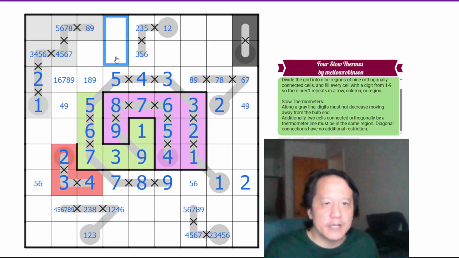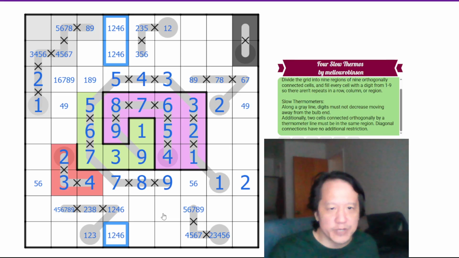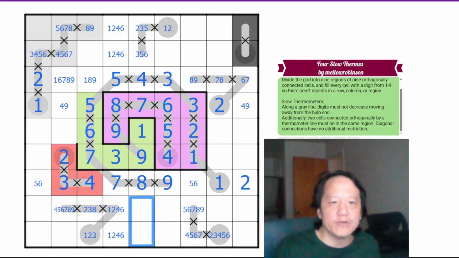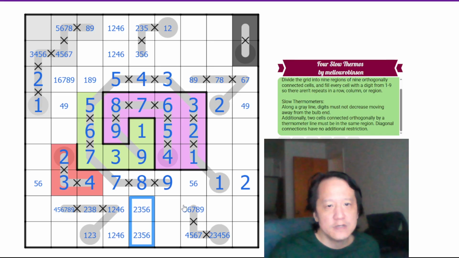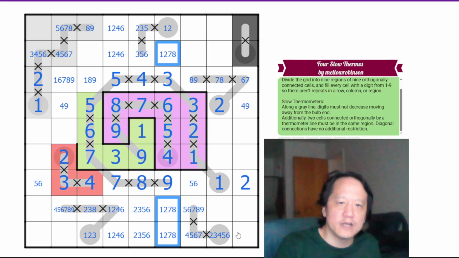Okay, remaining digits of column 4. We have 1, 2, 4, 6. Remaining digits of column 5. We have 2, 3, 5, 6. Remaining digits of column 6. We have 1, 2, 7, 8.